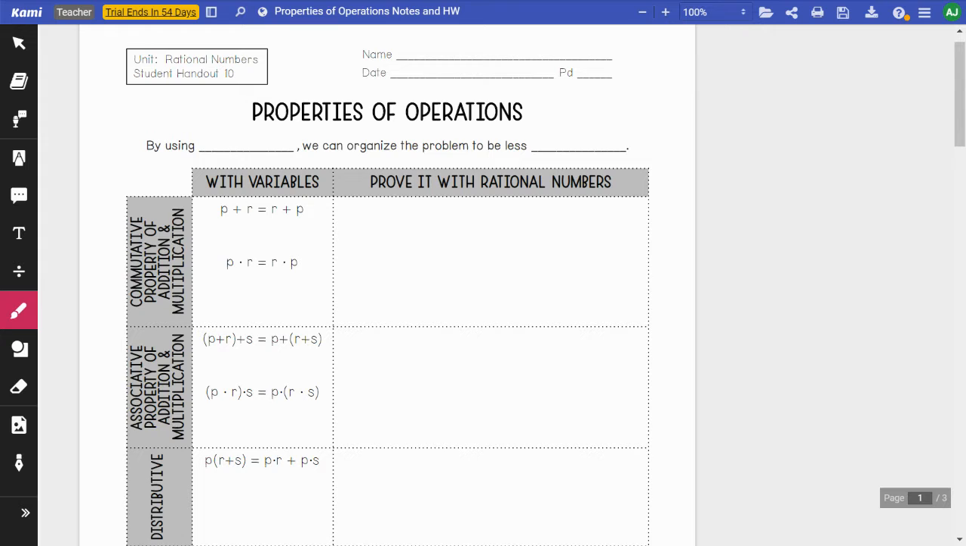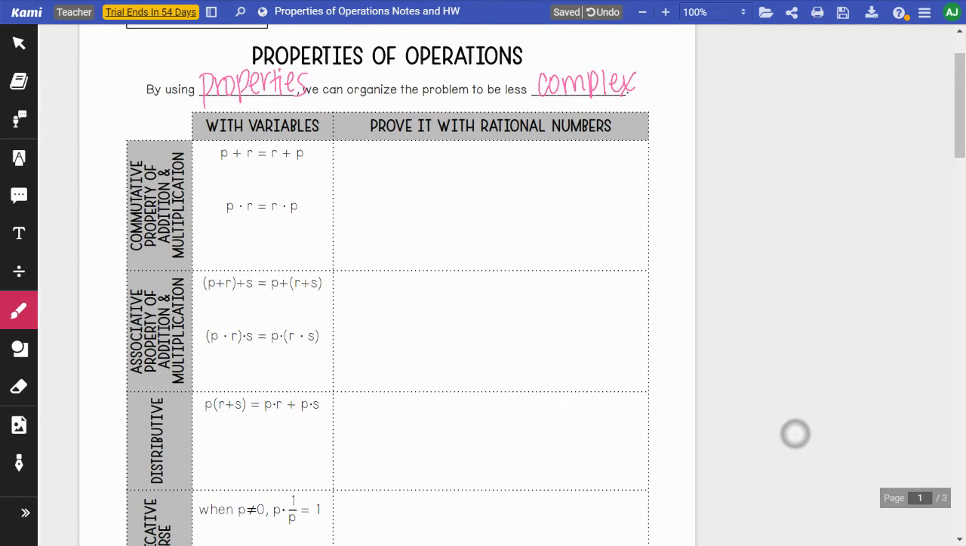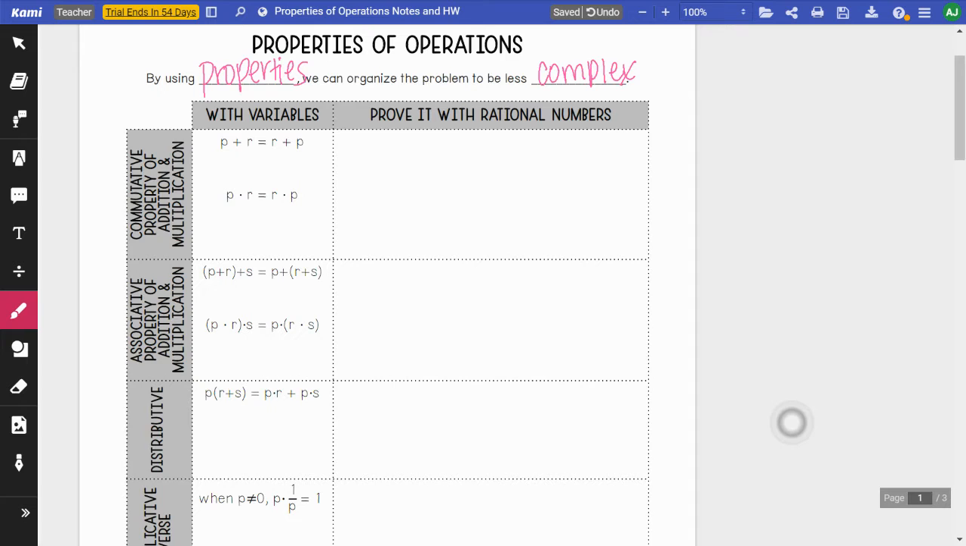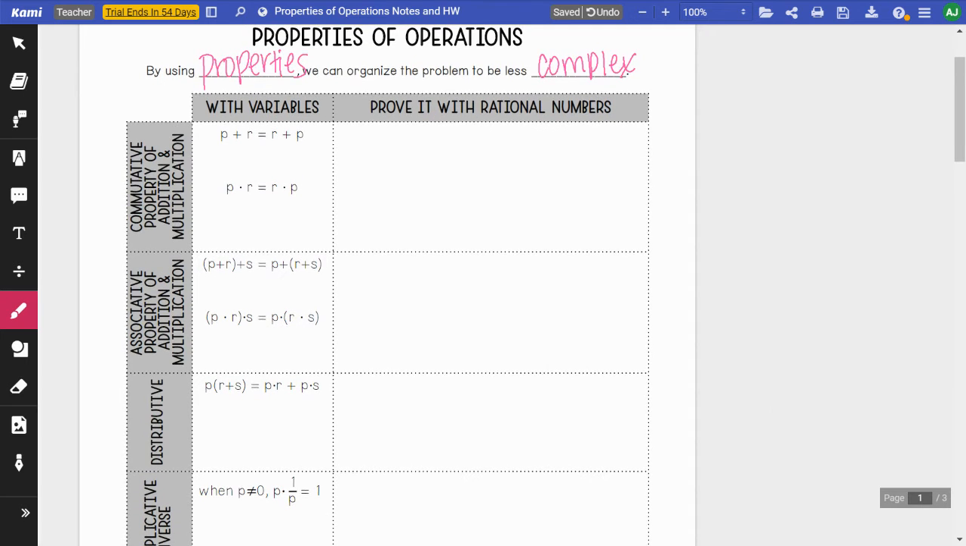First things first, by using properties, we can organize the problem to be less complex. So properties are meant to help you rearrange your problem, work your problem, however you need to make it less complex for you. The first property we're going to talk about is the commutative property of addition and multiplication. Most properties we are talking about today are going to be for addition and multiplication, so just keep that in mind as you are working.